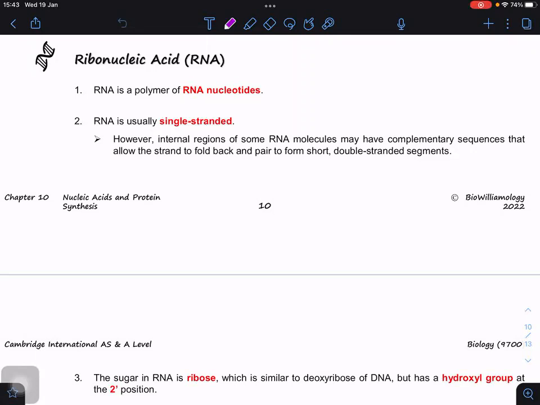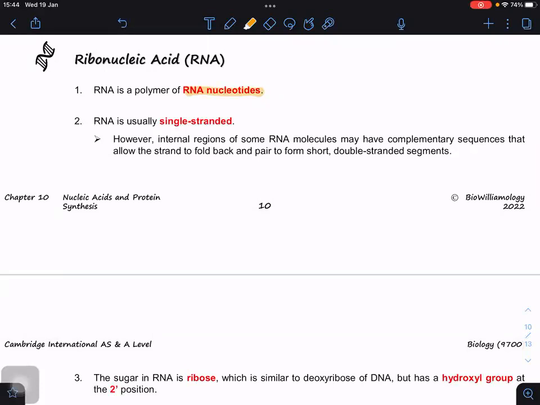Okay, so we have done DNA. So now we're going to look at RNA. RNA stands for ribonucleic acid. It's a polymer, highlight, guys. Always remember we have DNA nucleotides as well as RNA nucleotides. So please always make sure that RNA is a polymer of RNA nucleotides, don't say nucleotide only. Are you clear? The word RNA must be there. If it's DNA, then you have to write DNA nucleotides.